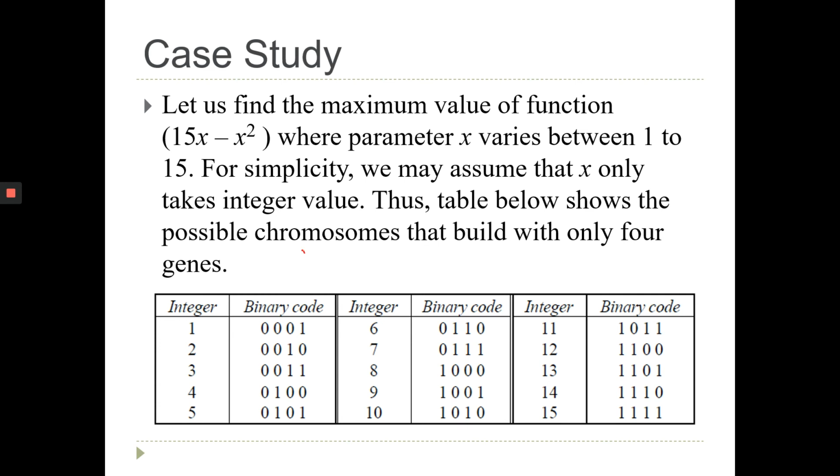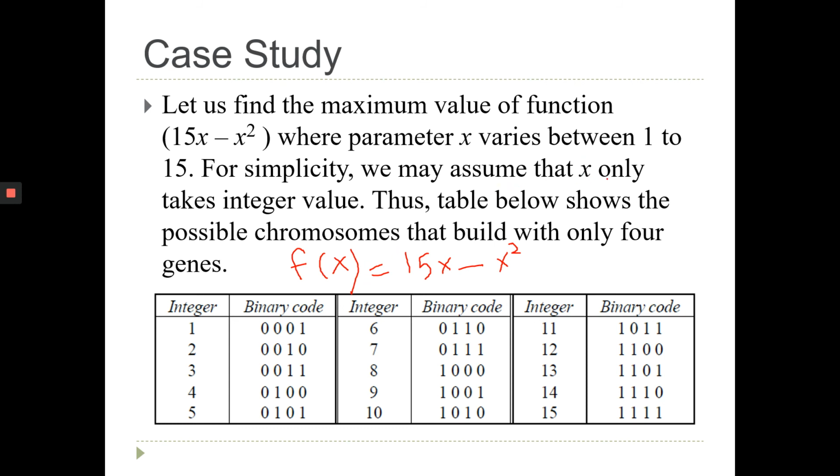Say I have f(X) equal 15X minus X squared. So this is my objective function or fitness function. Now here I declare it, and then I have X, where X is in a range between 1 and 15. So how can I use it as a genetic algorithm? I have to represent X as a chromosome.